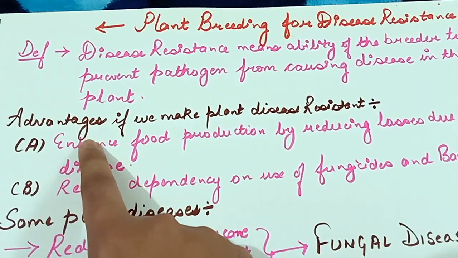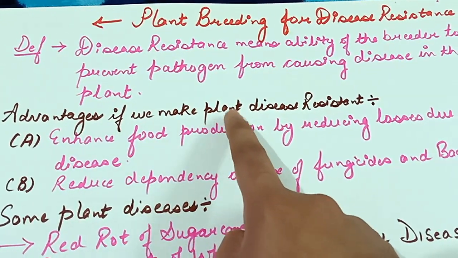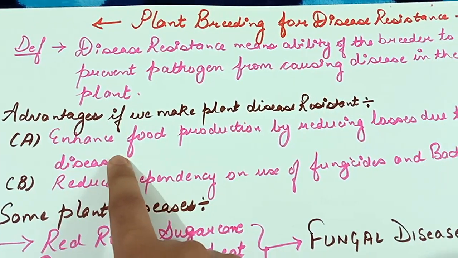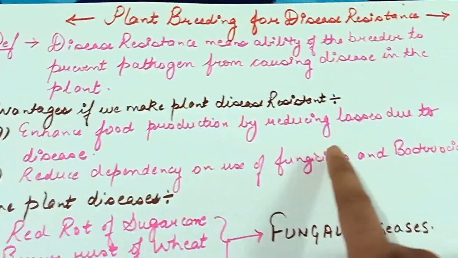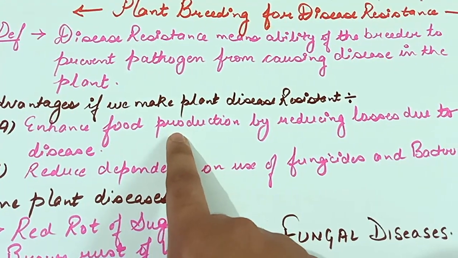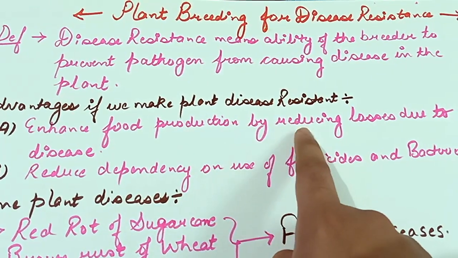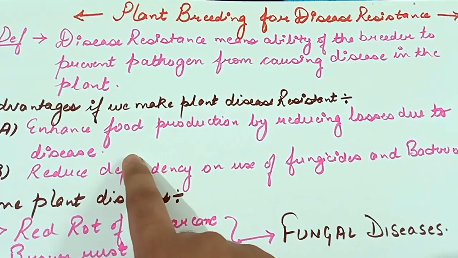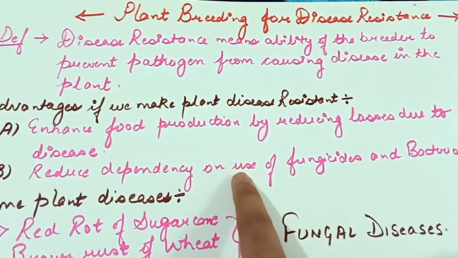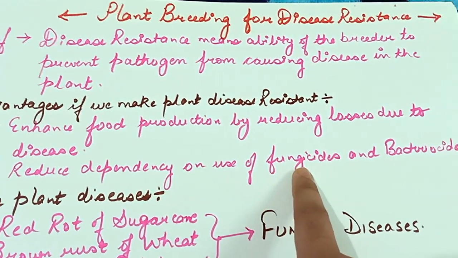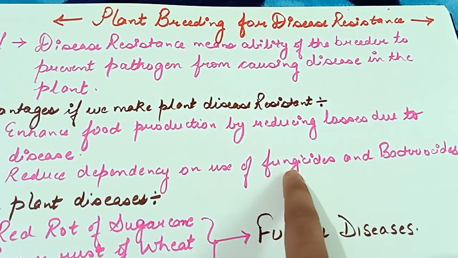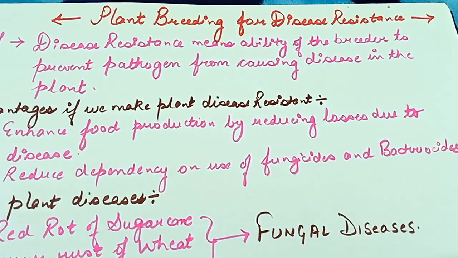What are the advantages if we make a plant disease resistant? Number one, it would enhance the food production by reducing losses due to disease. So food production would increase because there would be reduced losses due to disease. And secondly, there would be a reduction in dependency on the use of fungicides and bactericides. So we would be less dependent on fungicides and bactericides.